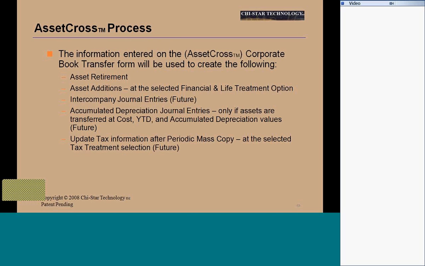So what this process does is it eliminates the need to manually keep track of all the details of an asset during the transfer process. It eliminates the manual retirement of an asset. It eliminates the manual addition of the asset and calculation of all new values. What this process ends up being is more of a decision-making process where you determine what assets to transfer. You determine if it's a full or partially transferred asset. You determine the life treatment and the financial treatment, and then you submit it for approval.